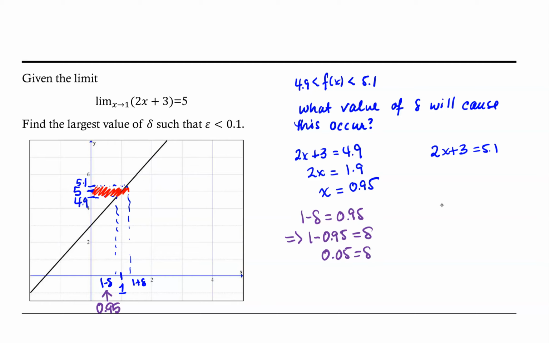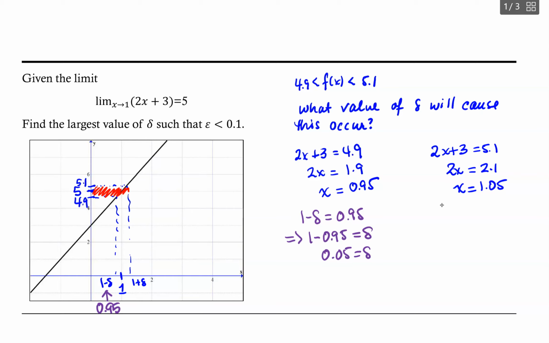Now, if things work out great, then we'll get the same value of delta for the right, and we'll know precisely what the value of delta should be. It's not always the case that you get the same value of delta. So, for 2x plus 3 equals 5.1, subtracting 3, we get 2x equals 2.1. Dividing by 2, x equals 1.05.